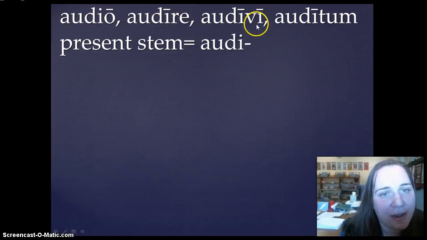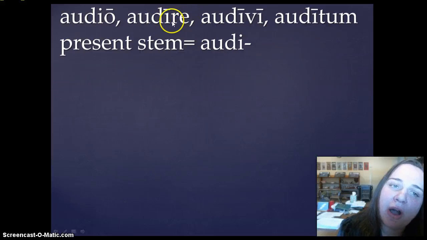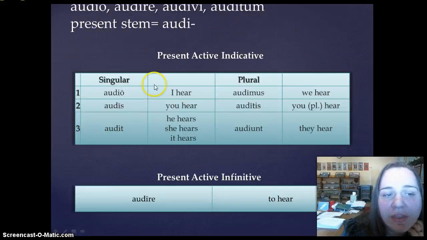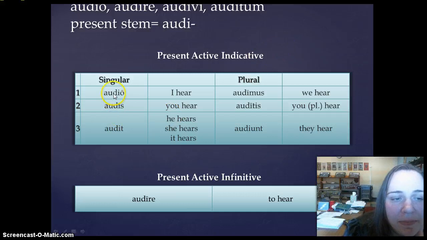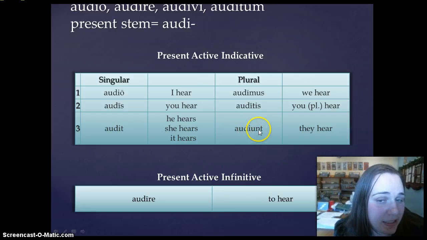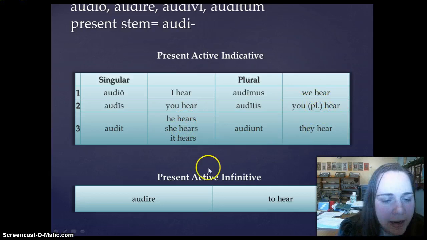So we have audiō, audīre, audīvī, audītum. It means to hear. If we remove the -re from the second principal part to get the present stem, we get audi-. And then for the present active indicative, first principal part, audiō, audīs, so our present stem plus the personal endings, audīs, audit, audīmus, audītis, and then just remember, you have this connecting vowel, the U, in the third person plural only, audiunt, okay? So I hear, you hear, she hears, we hear, y'all hear, they hear, right?